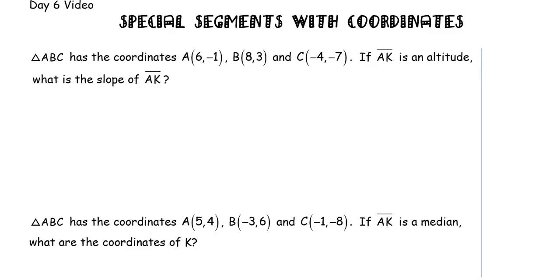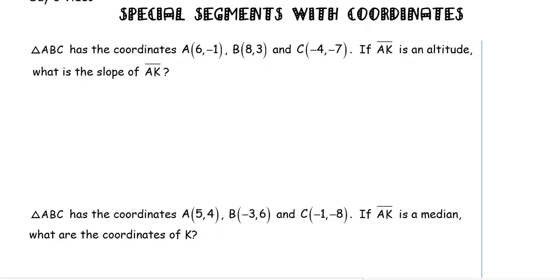Today's video is going to be looking at special segments in the coordinate world. So we're looking beyond the triangle. We are looking at the triangle, but we're looking at the triangle with coordinates versus the segment expressions and things like that. So we start with triangle ABC, which has three given coordinates. If AK is an altitude, what is the slope of AK?